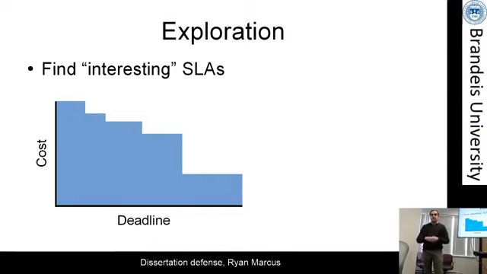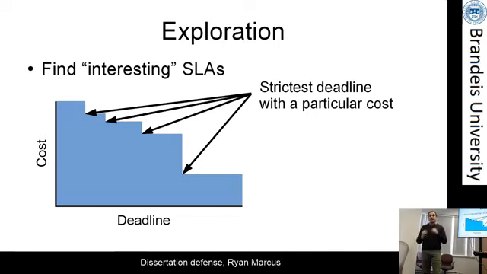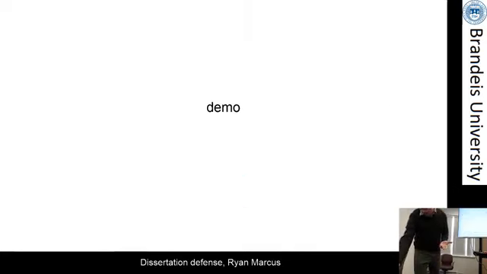So for example, if all of my queries take 1 minute and I have a 2-minute deadline, if I extend that 2-minute deadline to 2.5 minutes, that doesn't really change anything. But if I extend it to 3 minutes, suddenly now I can fit 3 queries in serial before I hit that deadline. And so the result of this is this plateauing behavior where suddenly you loosen your deadline by a little bit and you get a big drop in your cost. So what WiseDB does is it finds these plateaus, it finds the strictest deadline that has a particular cost, and we assume that these are the SLAs that are interesting to the user.